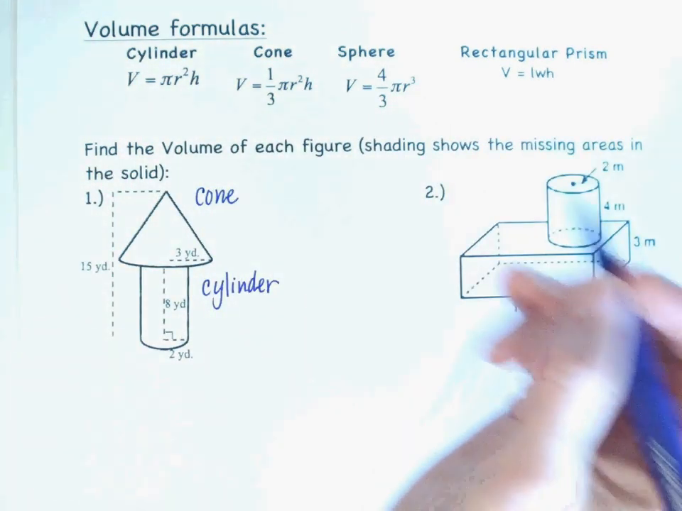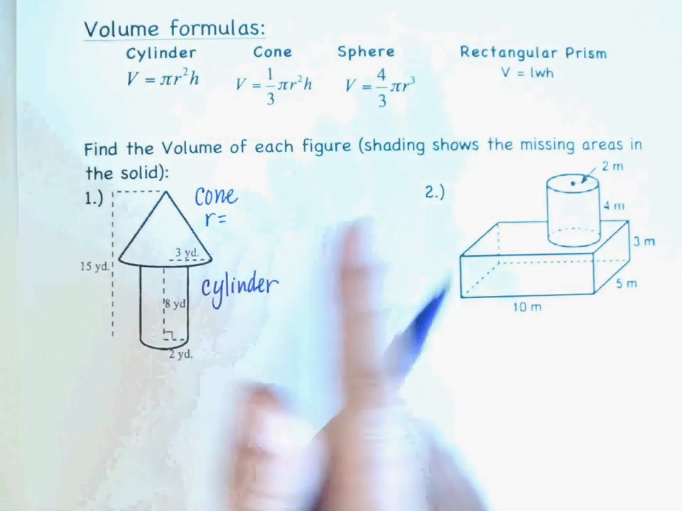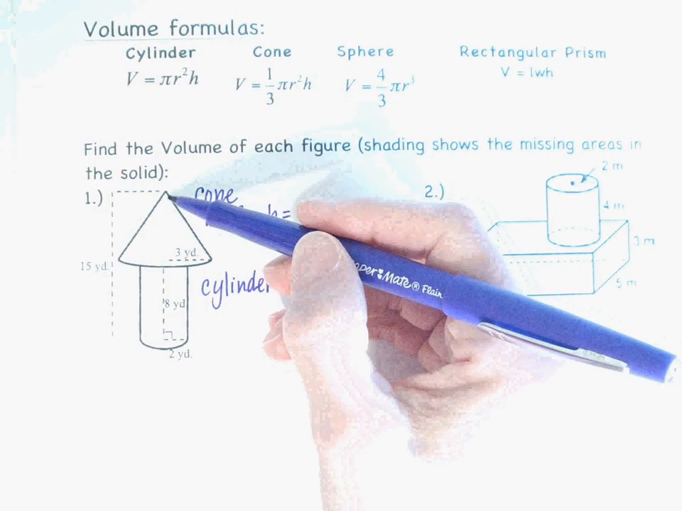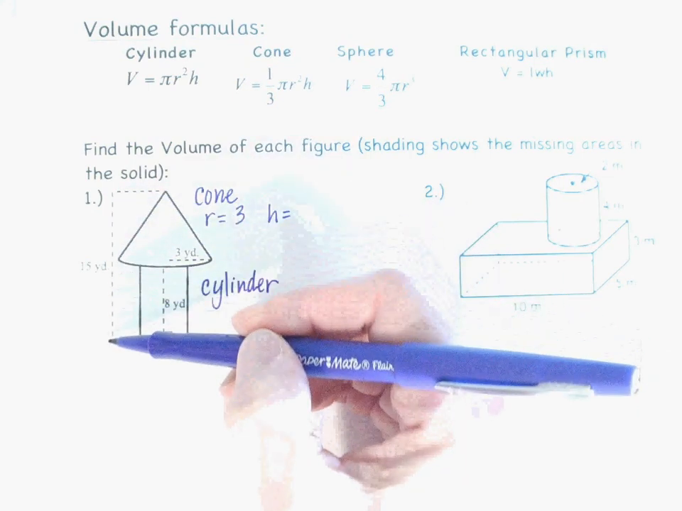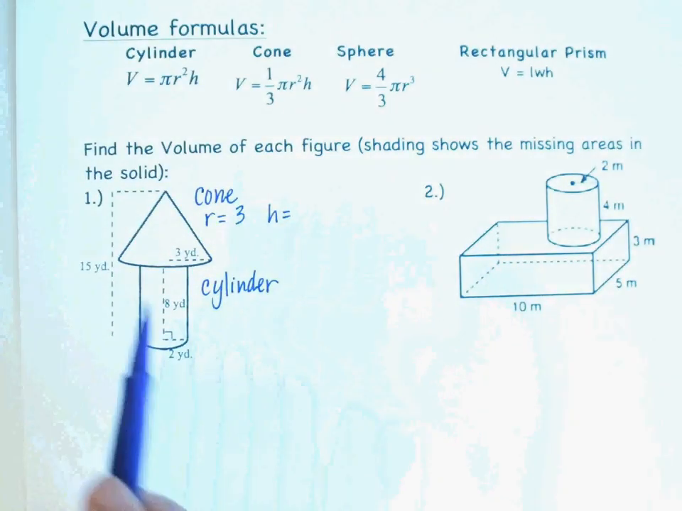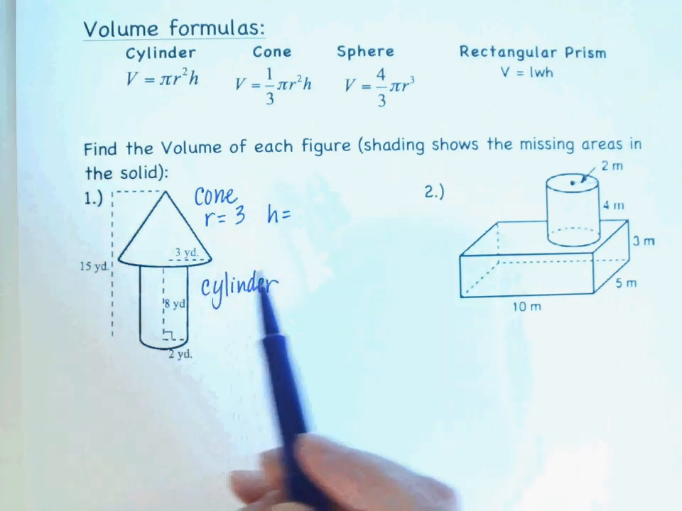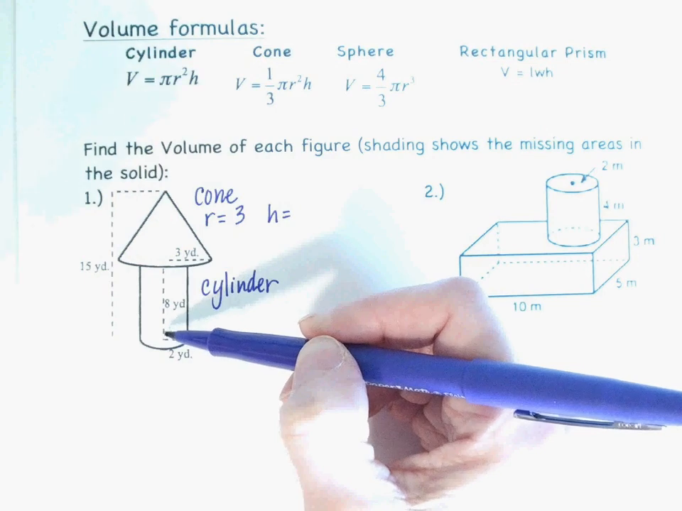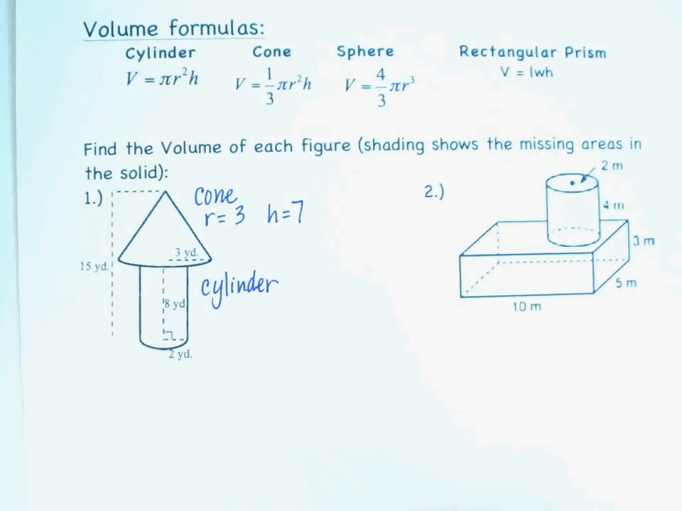So for the cone, I know I'm going to need to know the radius. And the radius for the cone is listed as 3. I'm also going to need to know the height. So the height of the cone is not listed, but I have the height of the total cone and cylinder put together. And if you can see it, it says 15 yards. Again, that's not the entire height of the cone. The height of the cylinder is 8 yards. So all I have to do is find the difference. So 15 minus 8 is 7. So the height of the cone is 7.